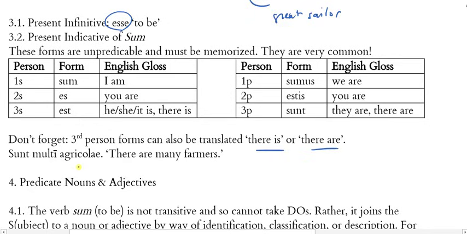Sunt multi agricolae. So here I have a third plural form of sunt. So that means it's going to mean there are whatever the nominative plural subject noun is. Multi agricolae. Multi is nominative, masculine, plural. It's following second declension, but agricolae is following first declension, still masculine plural. It's just one of those masculine nouns that follows first declension. So most first declension nouns are feminine, some are masculine. Okay, so we would translate sunt multi agricolae as there are many farmers.